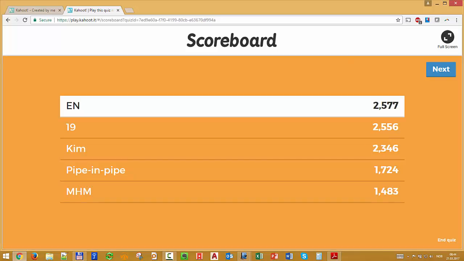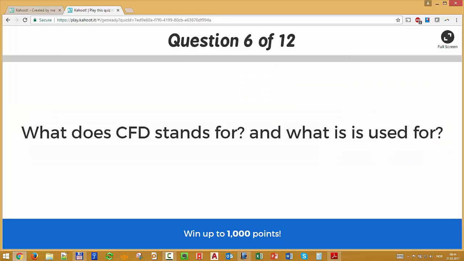Okay, now we have a change in question. CFD stands for, and what is it used for?